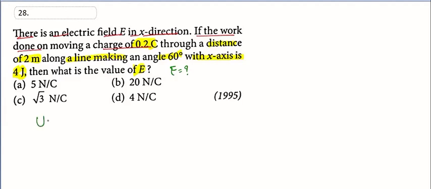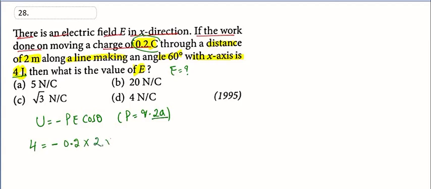So we know that potential energy is equal to minus PE cos theta. The energy is 4 joule. So 4 is equal to minus, the dipole moment is Q into 2A. The charge is 0.2, so 0.2 into distance 2A, 2 meter, into the electric field you have to find out, and cos theta, cos 60. So what is the value of cos 60?